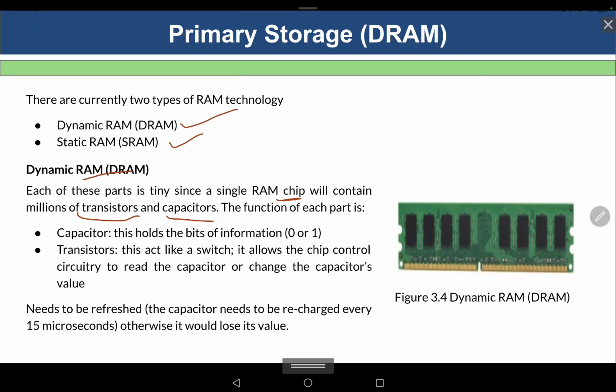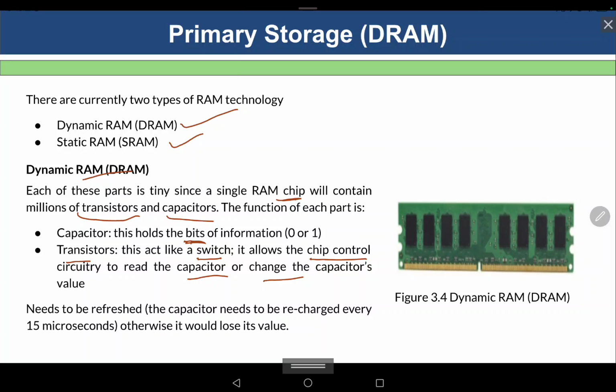Now, what is the function of each part? The function of the capacitor is to hold the data, the bits of information in the form of zeros and ones. Each bit of the data is stored in a capacitor, while the transistor acts like a switch that allows the chip to control circuitry or to read the capacitor or change the capacitor's value. So it acts like a switch that is used to read or change the value that is stored in the storage.